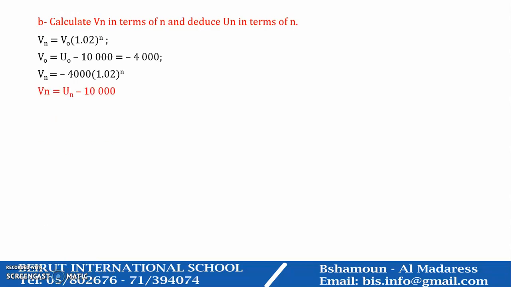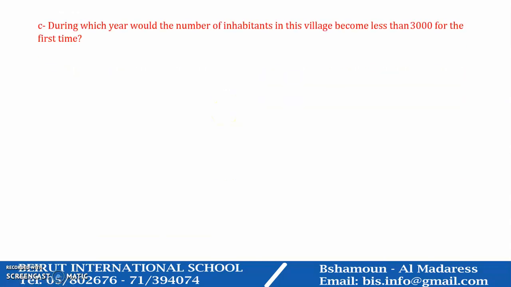And since Vn equals un minus 10,000, we can deduce that un equals Vn plus 10,000. We take 10,000 to the second side. And Vn, I have it already in terms of n, I replace it by its value plus 10,000. And this is un in terms of n.